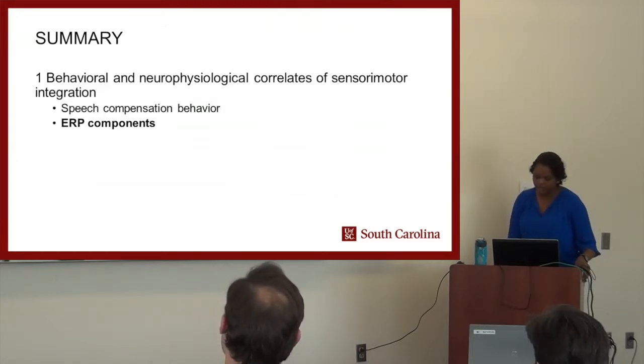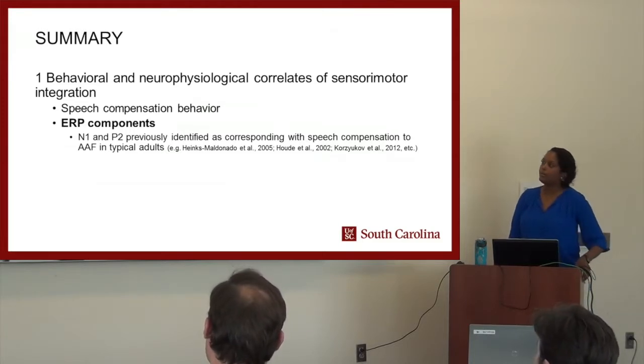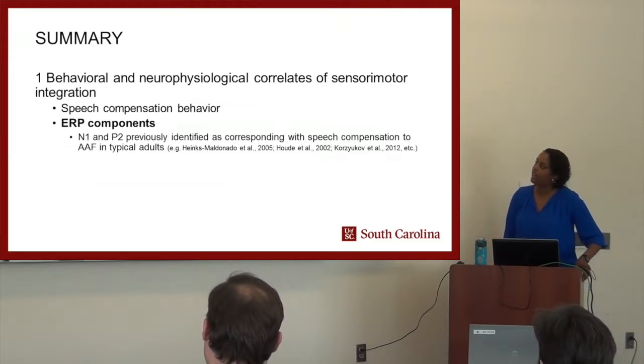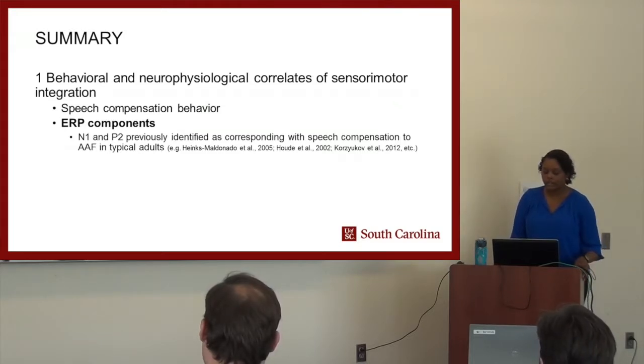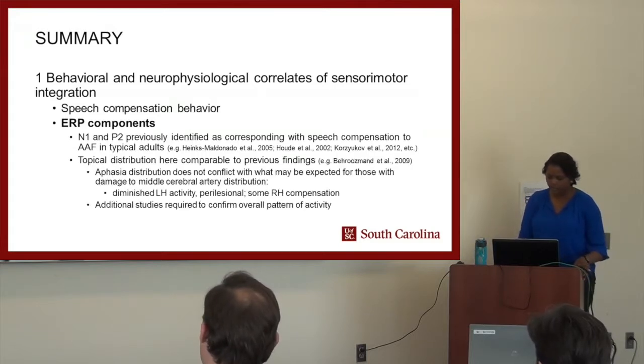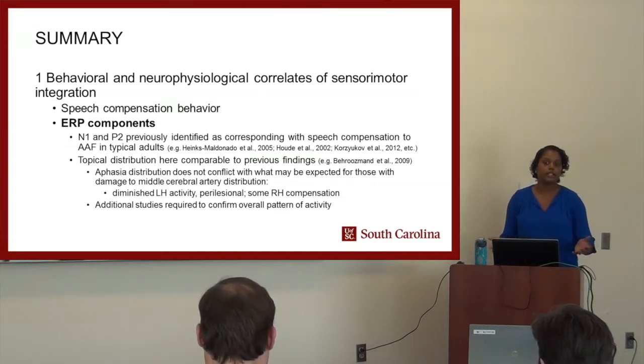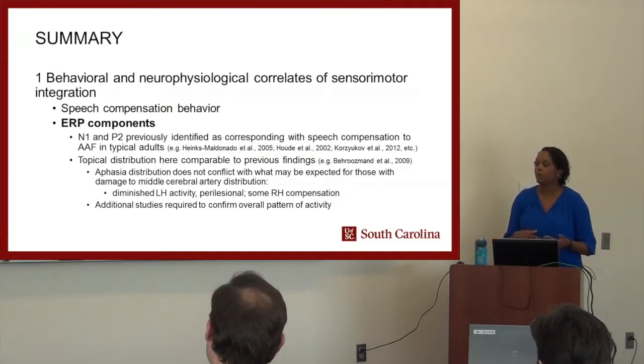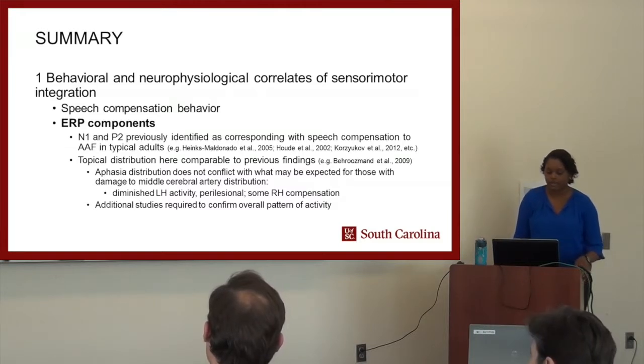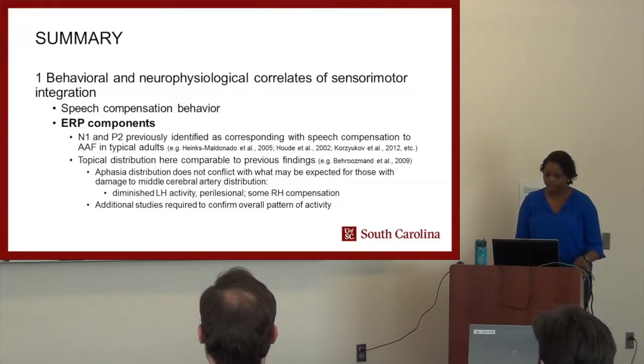In terms of our ERP findings, the N1 and P2 have previously been identified as corresponding with speech compensation to AAF. And again, this has really only been done in typical adults. The topographical distribution that we found here was comparable to previous findings. The aphasia distribution we don't really have anything to compare it to at this point, but it doesn't conflict with what we may expect from individuals who do have MCA damage. But additional studies and larger samples are required to confirm this pattern of activity.